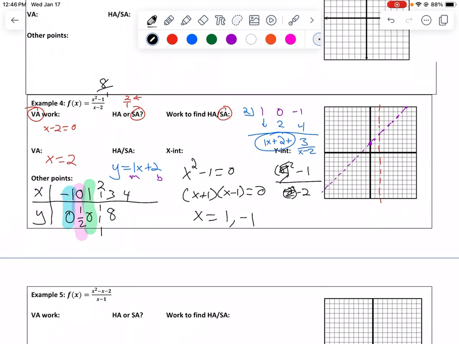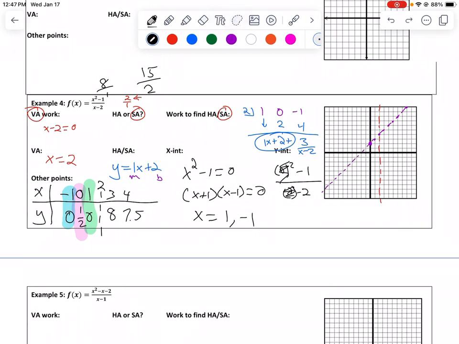And then 4 squared is 16, minus 1 is 15, over 4 minus 2, which is 2. 15 divided by 2 is like 7.5. And now I have points. So negative 1, 0.